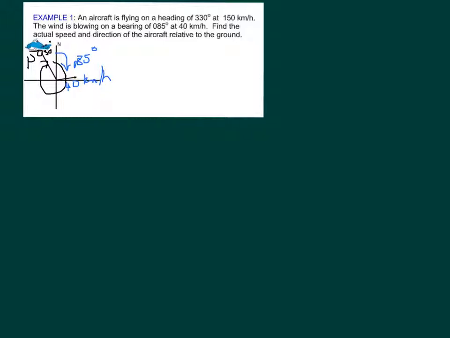So let's start by drawing our two vectors outside of the Cartesian coordinate system. Here's our 40 kilometer vector. And here's our airplane going up like this. And we can still use the parallelogram law to find the resultant vector. The resultant vector is going to be somewhere in between these two vectors.